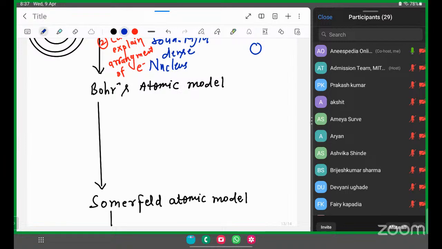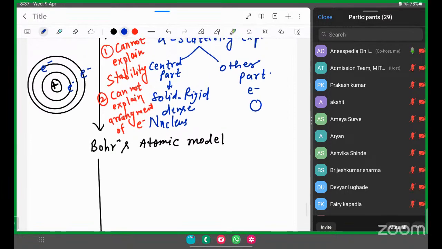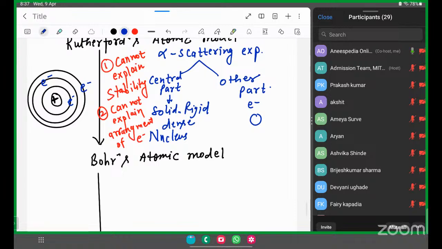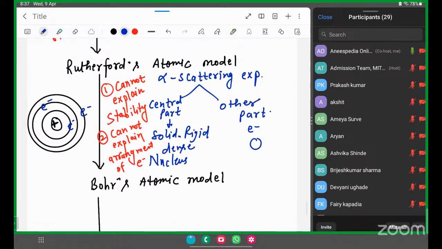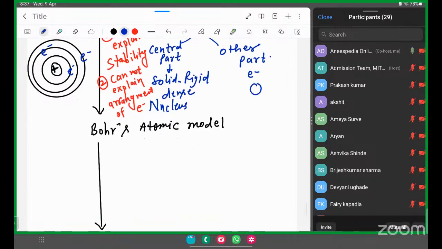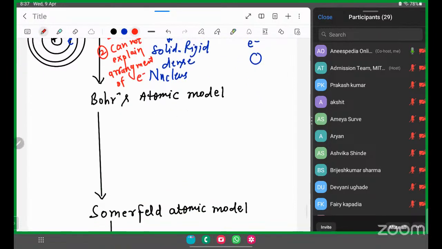Next model is Bohr's atomic model. Bohr's atomic model is basically an updated version of Rutherford's atomic model. Bohr took Rutherford's atomic model and he removed the limitations which were present in it. How did he do it? He postulated some concepts to explain the stability of atomic model, which is not true in the case of Rutherford's atomic model. So he postulated some concepts which are known as postulates of Bohr's atomic model.